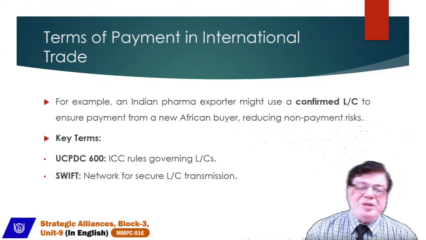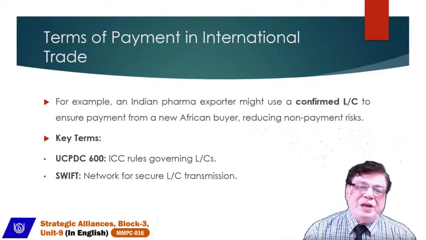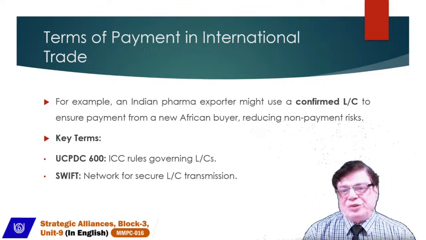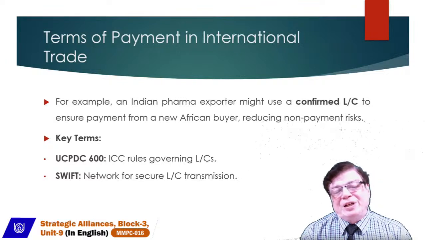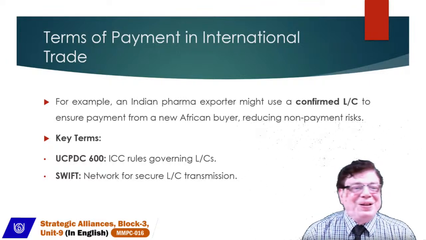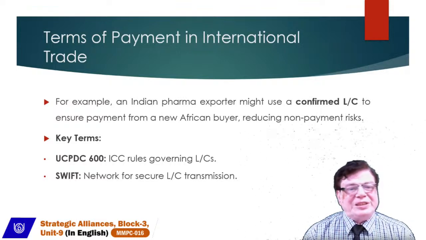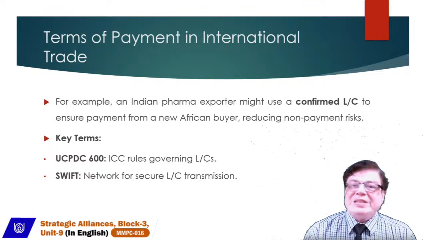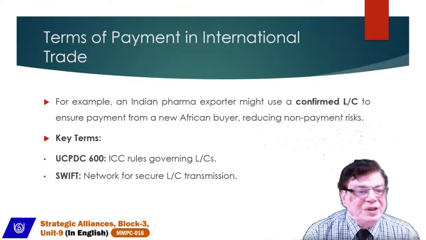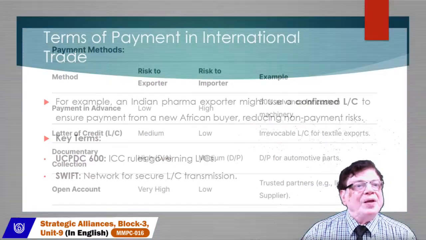What is an LC? A letter of credit means the importer's bank writes to the exporter's bank that if the export is done as per the terms, then we take the guarantee of the payment. The moment the exporter's bank informs this to the exporter, he starts production because now he is sure of the payment. Key terms: LCs are governed by UCP DC 600, the ICC rules governing letters of credit. Then SWIFT: messages are transmitted through the SWIFT network for secure LC transmission.